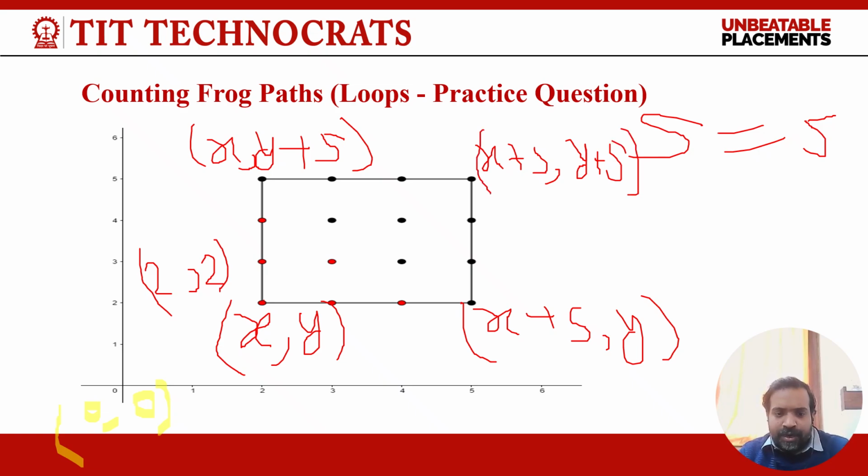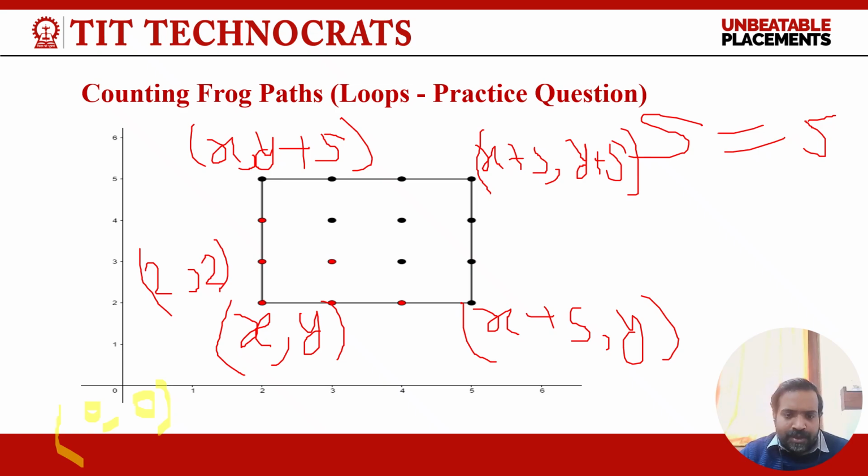So the frog is on x y, that is 2 comma 2. Then after t seconds, we have to find out how many total points there can be where the frog can be placed. So we have to draw this particular square. After t seconds, the coordinates of the square will be x y, x plus s comma y, x comma y plus s, and x plus s comma y plus s. Now after t seconds, we have to find out the total positions where the frog can be.